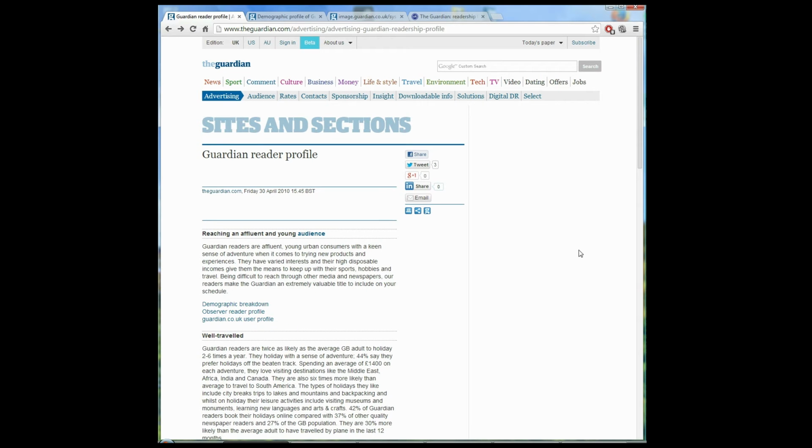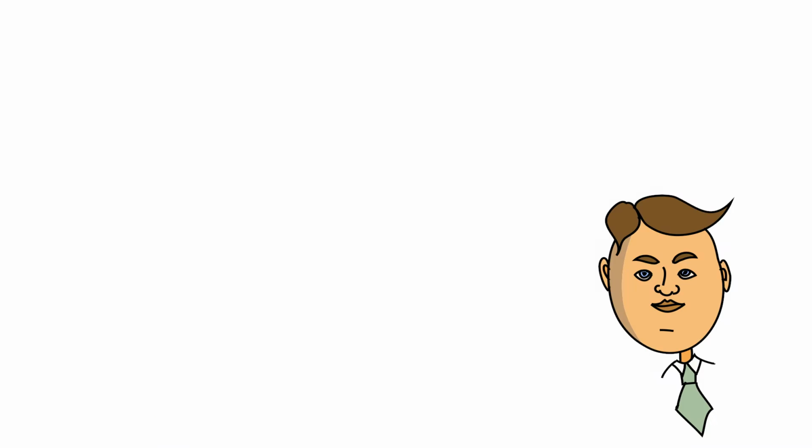So I've gone onto the internet to do my research and I've looked at the Guardian website and looked at readership profile. They give you a Guardian reader profile, and of course they're doing this because they want to sell the target audience to advertisers. So they give a rundown of their target audience so that advertisers can see whether they want to advertise in their magazine. So that's very useful for us. So here's our Guardian audience member.